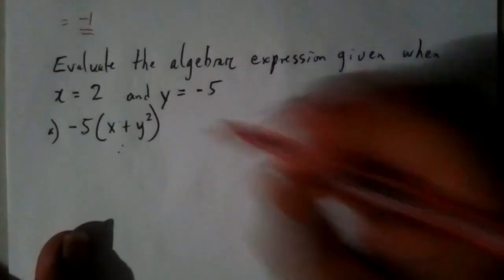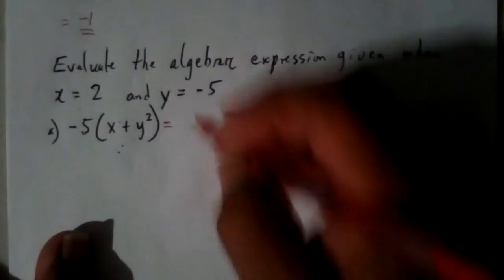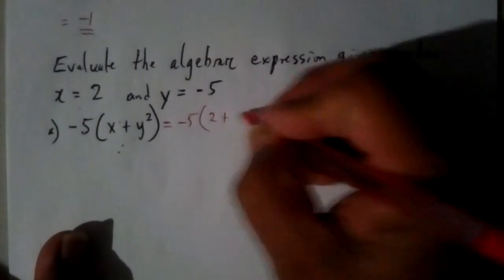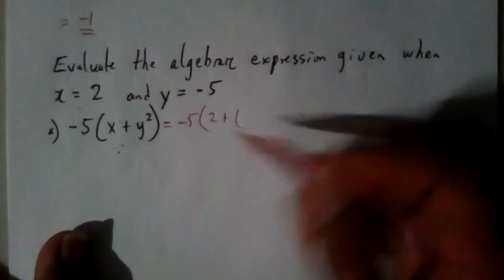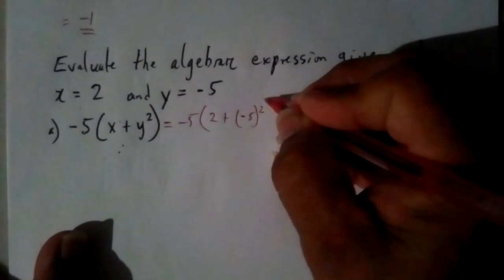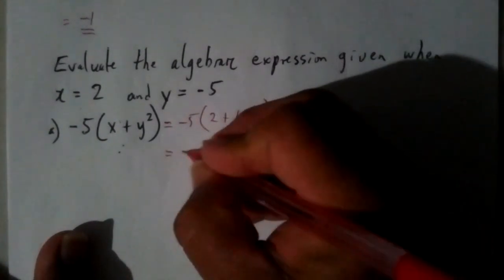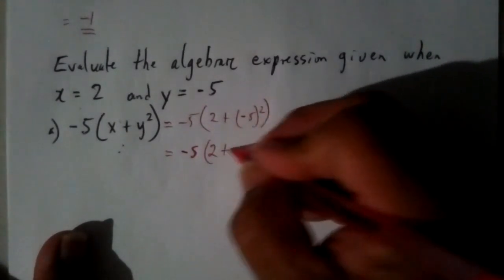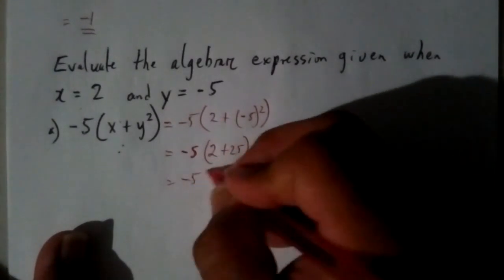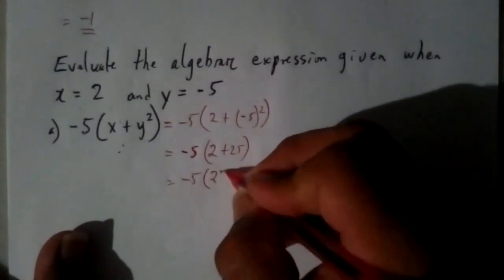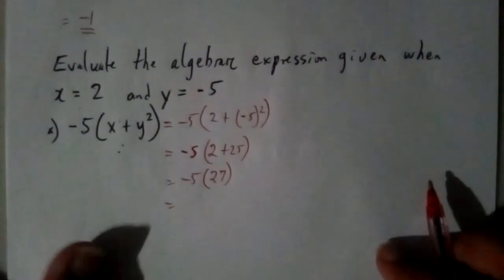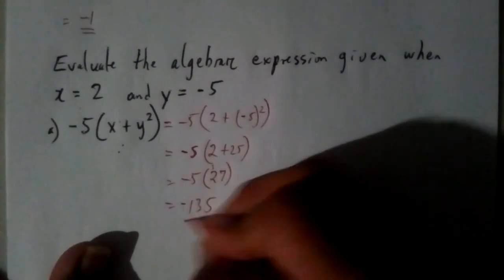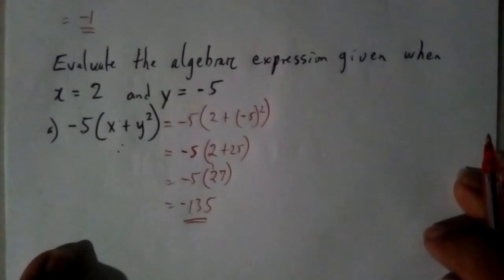So our solution will be as follows. You put your equal sign, you bring the negative 5 straight down, x value is equal to 2, plus y value is equal to negative 5. Remember that bracket, very important, especially if you're squaring. Close bracket, equals negative 5 times 2 plus negative 5 squared, but negative 5 squared is going to give me positive 25, and 2 plus 25 is going to give me 27. Now, negative 5 times 27 is going to give me 135. Therefore, we can conclude, right? So let me write the conclusion.